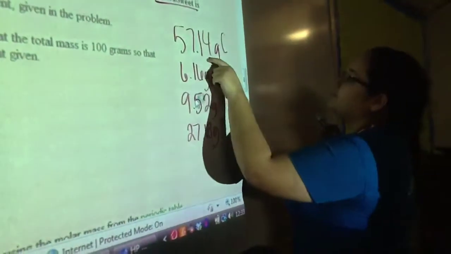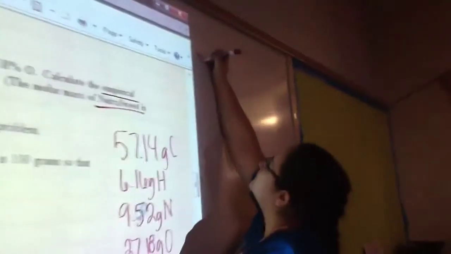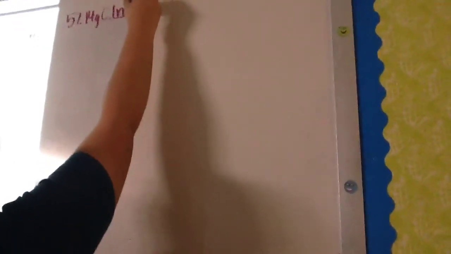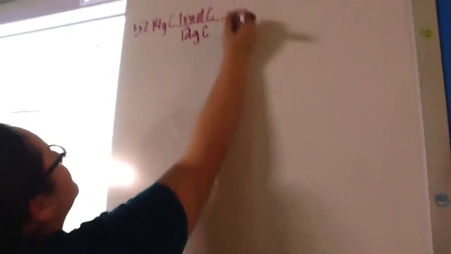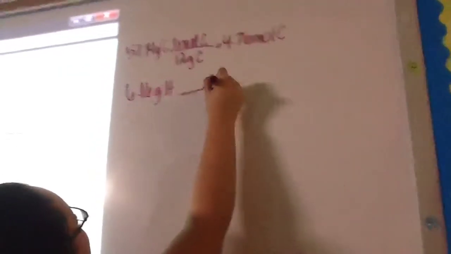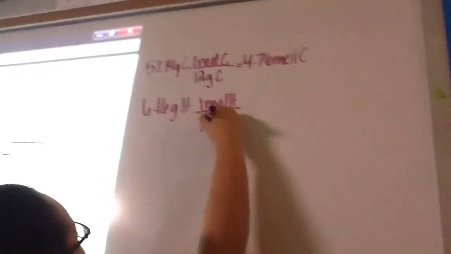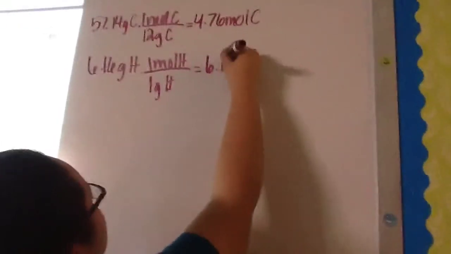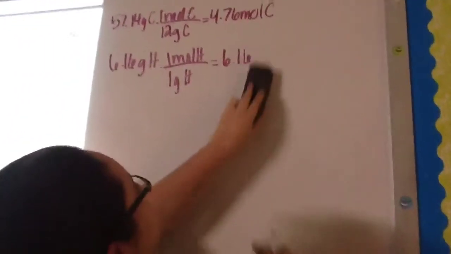So now we go and find the moles of every single one of these, like in the first problem. So 47.14 grams of carbon. 1 mole of carbon is 12 grams. So 47.14 divided by 12, and you get 4.76. Okay, and then you have 6.16 grams of hydrogen. 1 mole of hydrogen is equal to 1 gram. So you have 6.16 moles of hydrogen. And now we're basically doing the same thing for all of them.